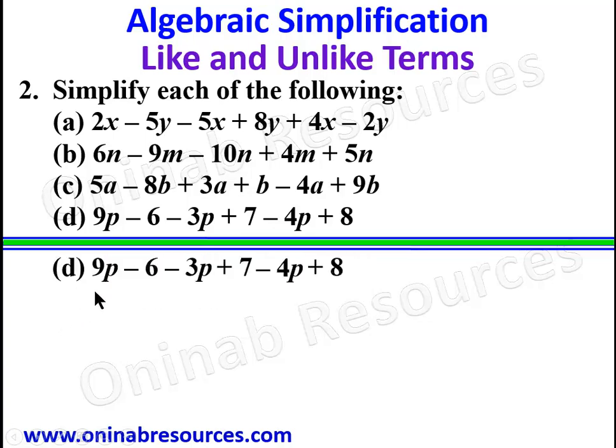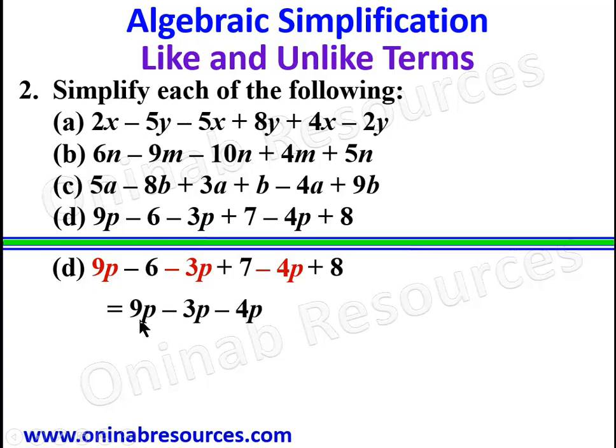Then we go to 2d. For 2d, I have terms with p and the constant terms. The terms without any variable attached to them are called the constant terms. So we group the terms with the letters. So having identified the terms with p, we group them together. 9p minus 3p minus 4p.